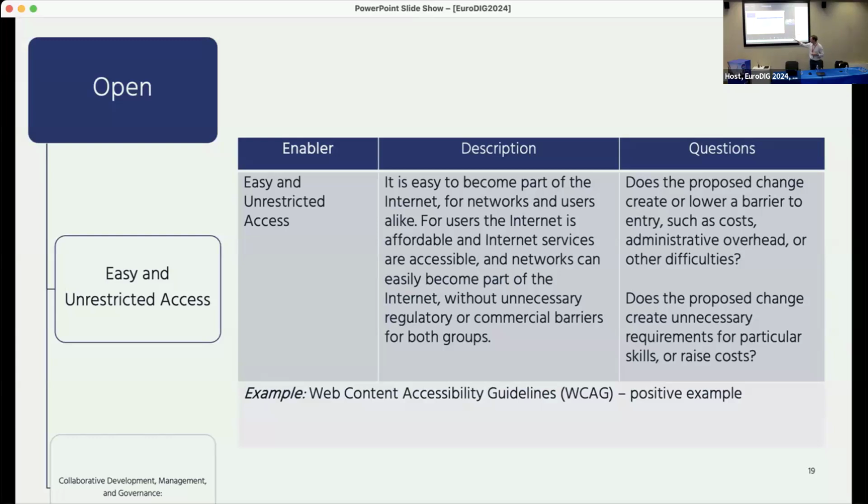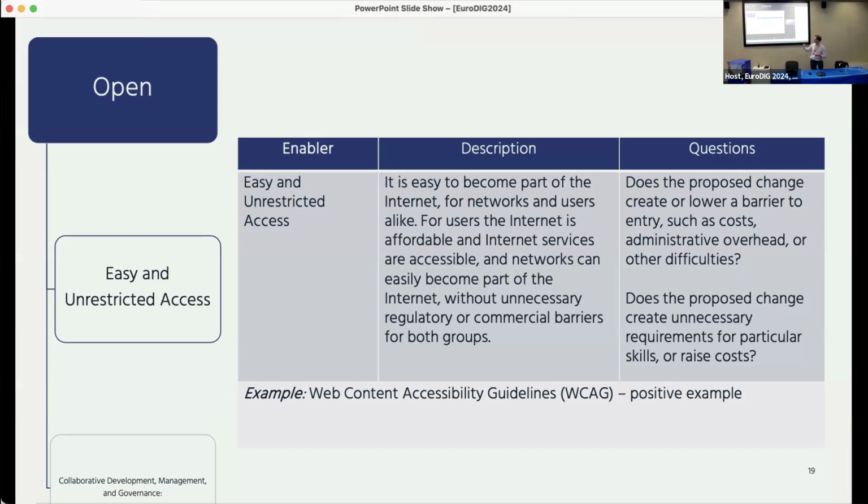Other examples of things that make it easier to become part of the internet and use the internet, and we had a session right before this one about accessibility guidelines. Another perfect example of this is the Web Content Accessibility Guidelines from W3C. It's a positive example. What that is about is basically websites adopting best practices such as alt text to images. So if you're blind and you're using a screen reader, that screen reader can get that picture described to it.